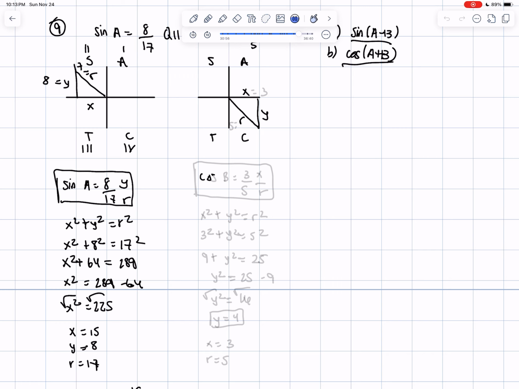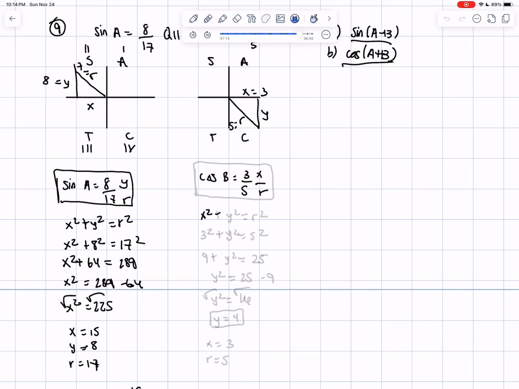All right, using cosine B, I need to find sine B. So I have x over r. This means I have my x and my r, but I don't have my y this time. So my x is 3, my r is 5, and I need to find y.